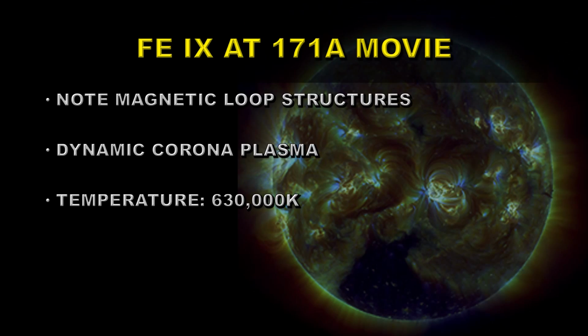Now we move higher into the corona to a higher temperature. This is an iron 9 line at 171 angstroms. Its temperature is about 630,000 degrees Kelvin, and it shows the dynamic coronal plasma. Note there's a lot of magnetic loop structures in this movie, and these actually connect the areas of dark and light magnetic field.